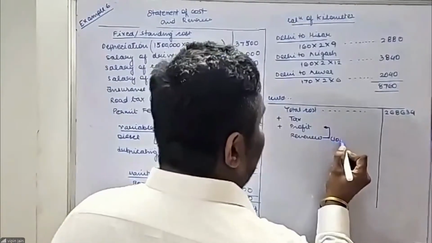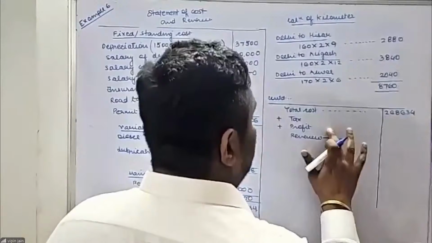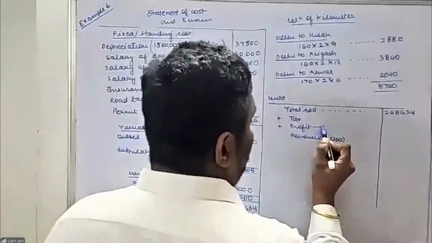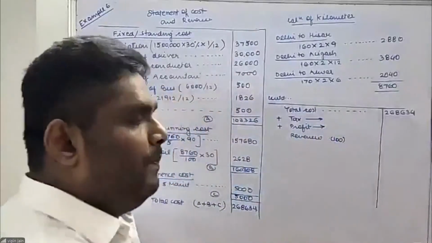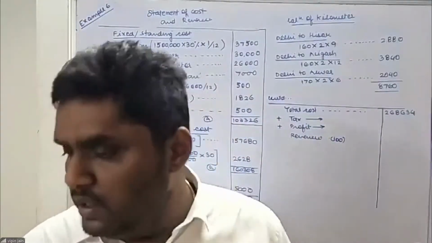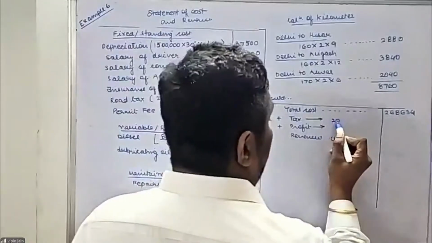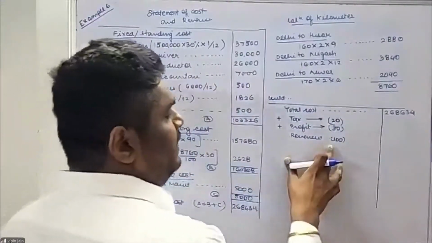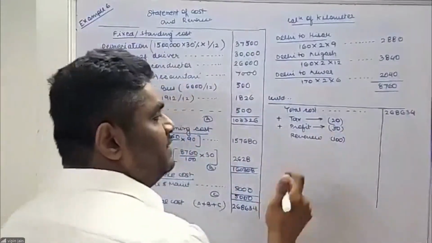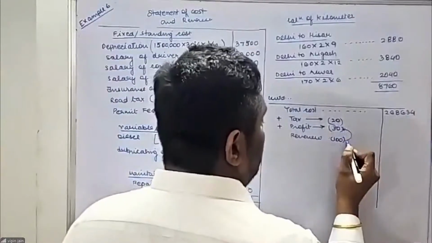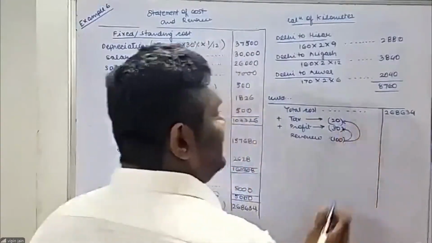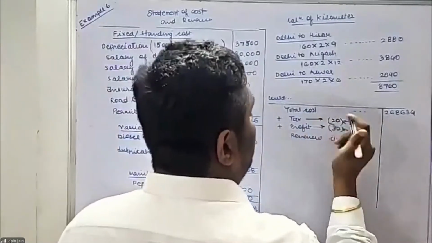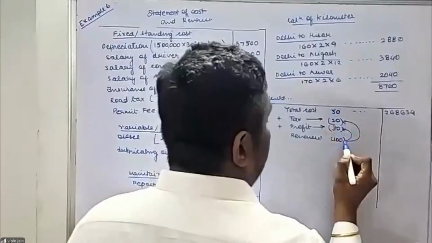So let's assume that this revenue is 100. Therefore, the profit will be how much? See, the tax is 20. Profit is 30. So profit will be 30, that is 30% of 100. Tax will be how much? 20% of the revenue, so 20% of 100. So how much will be my cost? Very simple. 50% of 100.